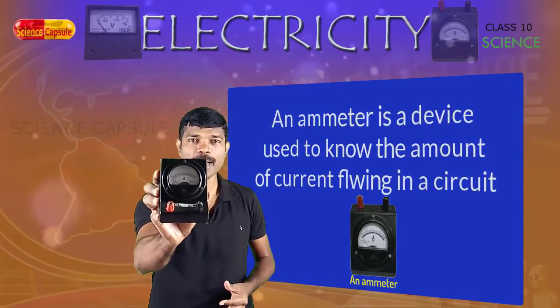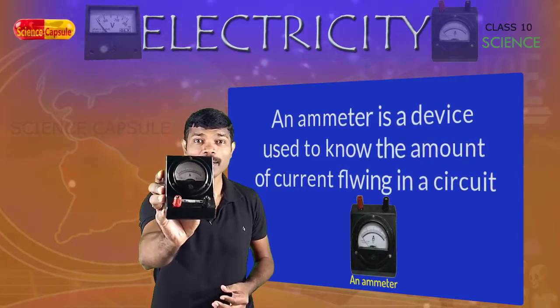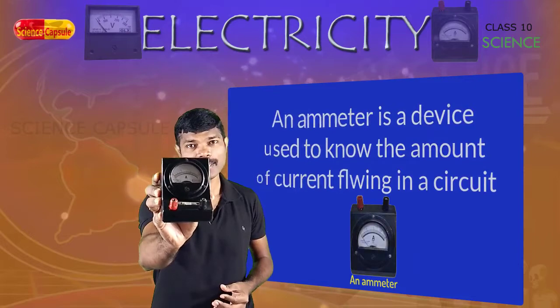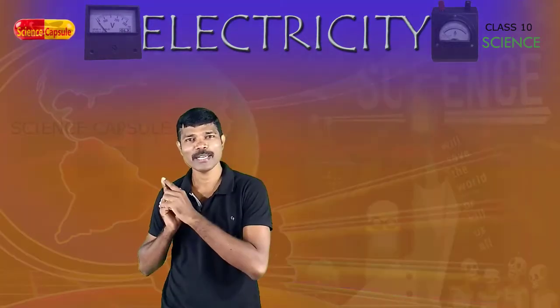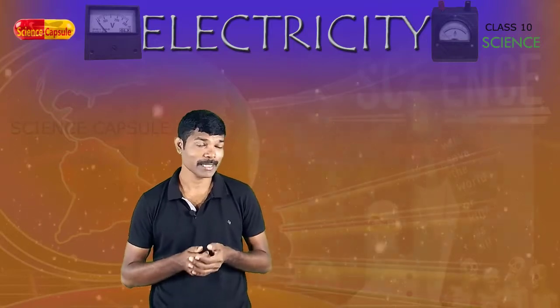See here, this is the ammeter. This is the device which is used to find the current flowing in a circuit, right? Let us now understand what is electric potential and potential difference. To understand about electric potential, we will take an example.